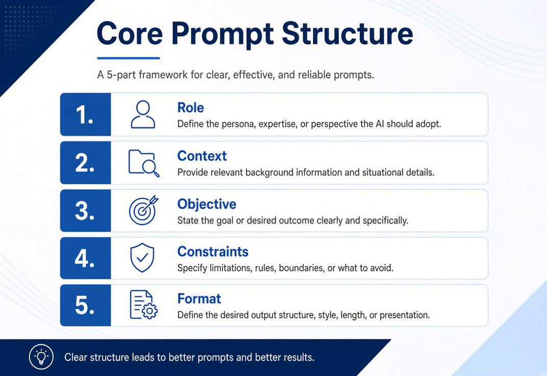The recommended structure contains 5 elements. Role defines the expertise the model should adopt. Context supplies the necessary background. Objective states the exact deliverable. Constraints set tone, length, style, and exclusions. Format dictates how the answer should be organized. When all 5 elements are present, the model has far less room for unhelpful interpretation.